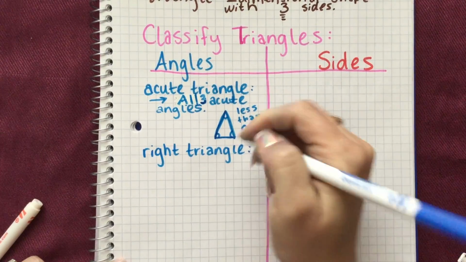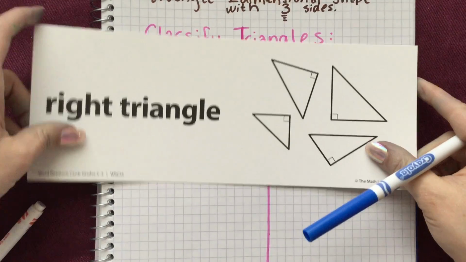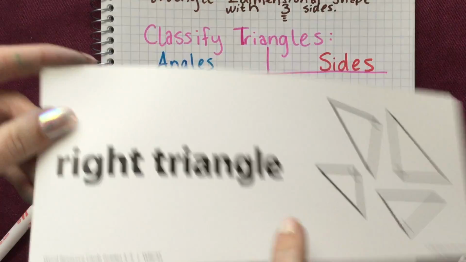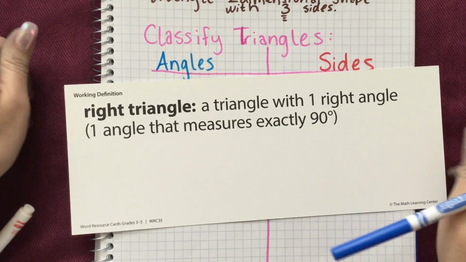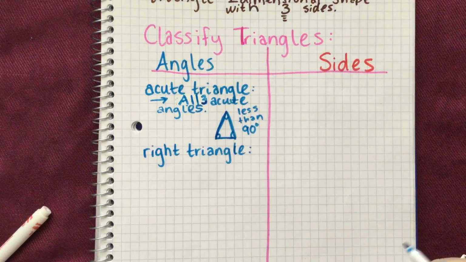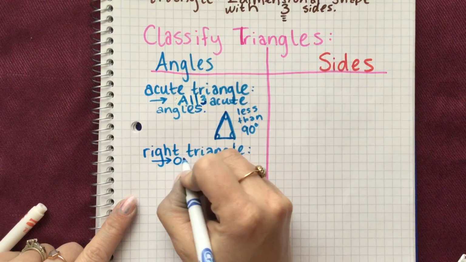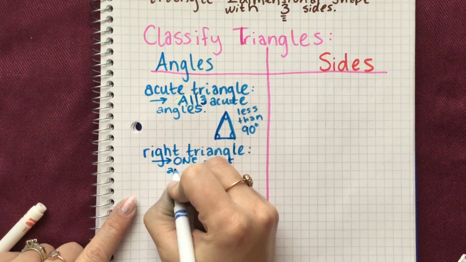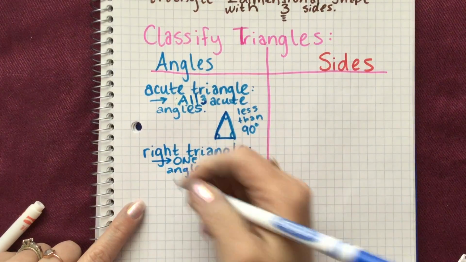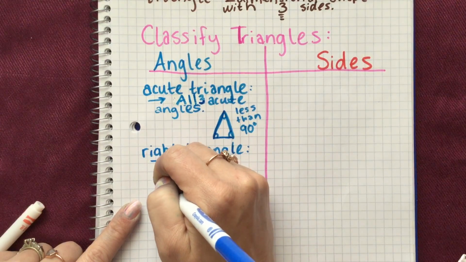So this is where you'll probably see why I made the mistake that I made a moment ago, because a right triangle looks like this. A right triangle has one right angle. So I'm going to write what I wrote before, one right angle. And right triangles have, of course, a right angle, so it's exactly 90 degrees.